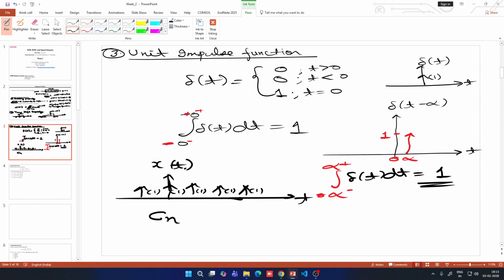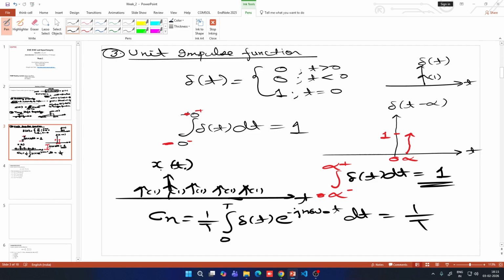If I write the Fourier series coefficients, they will be calculated using 1 by T times the integral from 0 to T of delta of t times e to the power minus j n omega naught t dt. When you solve this, you will get 1 by T, 1 by T in the case of a unit impulse function.